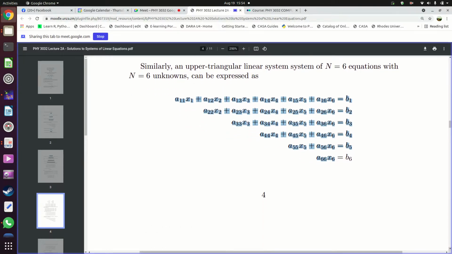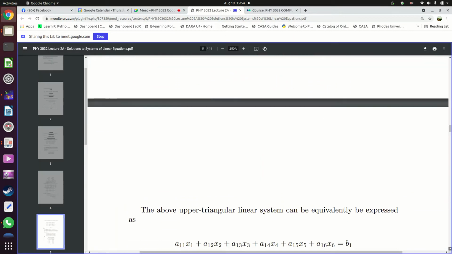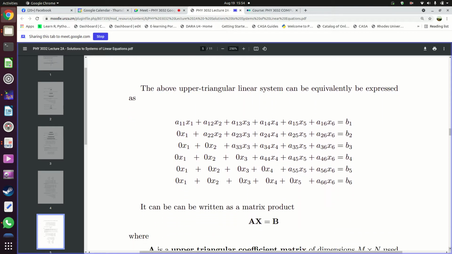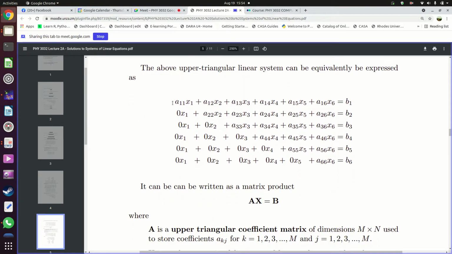We can rewrite this by explicitly indicating where our zeros are. Here, this one we made 0, this one we made 0, this one was made 0, and so on, each of the entries below the diagonal was made 0.